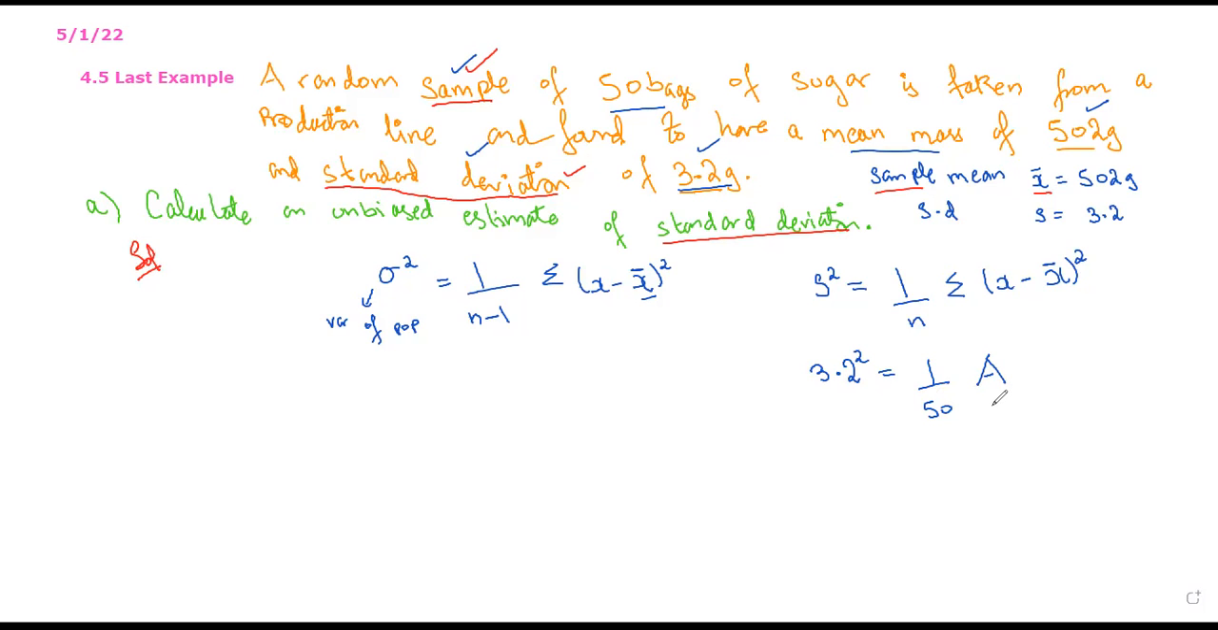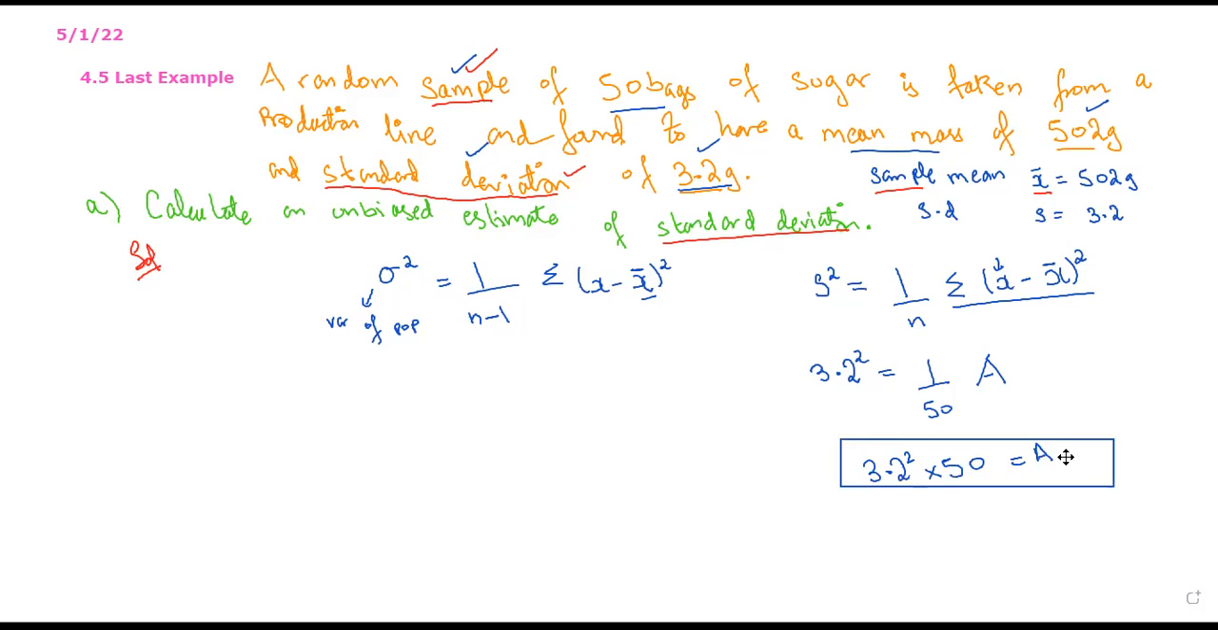Why am I using capital A? Because I just don't know what the value of this expression would be. I do not have these individual x's. So this is going to be 3.2 square into 50 equals A. So far I have this part.